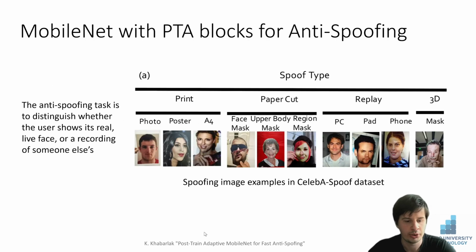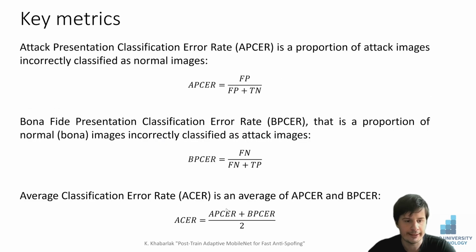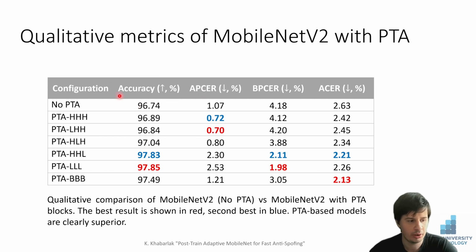So, anti-spoofing. This is the image that we have discussed of spoofing types. What are the key metrics? The first one is attack presentation classification error rate. It is a proportion of attack images incorrectly classified as normal images. It will be shown as APCER in the following slides. Bona fide presentation classification error rate is a proportion of normal images incorrectly classified as attack images. And finally, ACER, average classification error rate, is just an average of those 2 values. Note that all these 3 values are error rates, hence the lower the better. Also, we will have accuracy, the higher the better.